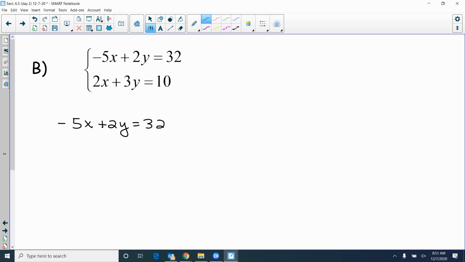Does it have to be the same number? It does not, good question. It does not have to be the same number. Doesn't matter what, we just gotta get something to add up to 0. So Jordan, did you have an idea? Multiply the top by 2 and the bottom by 5. Okay. Good, that'll work. Thank you.